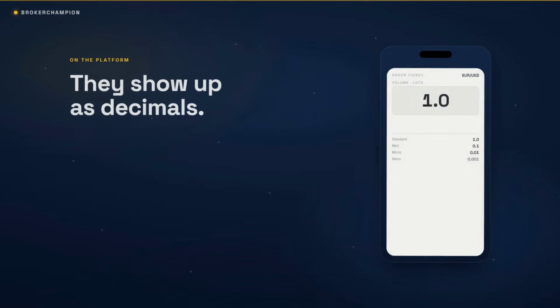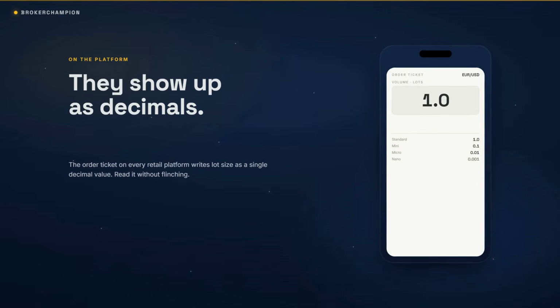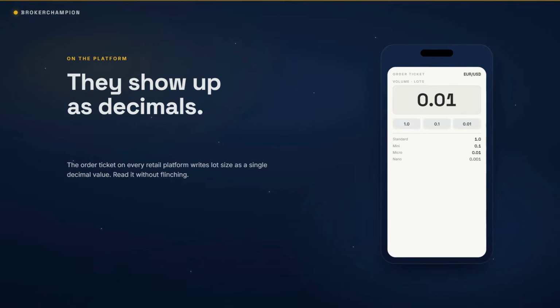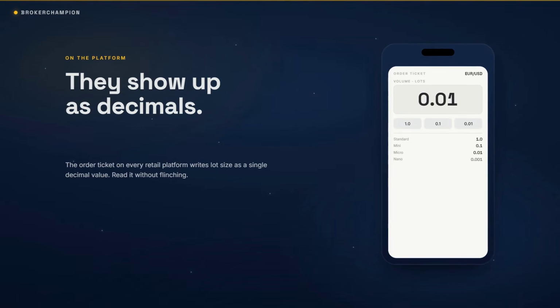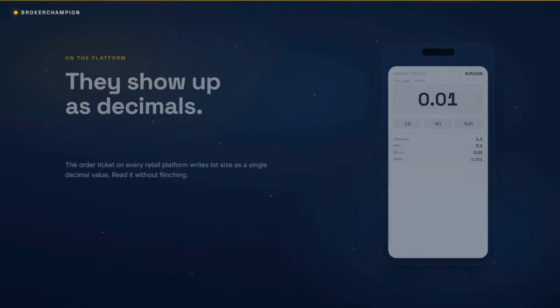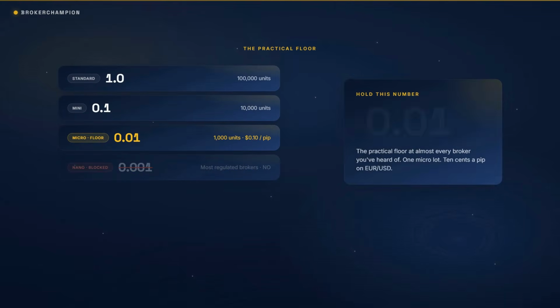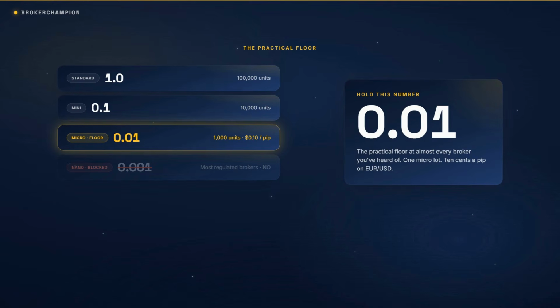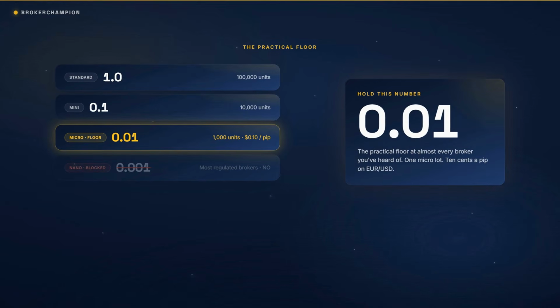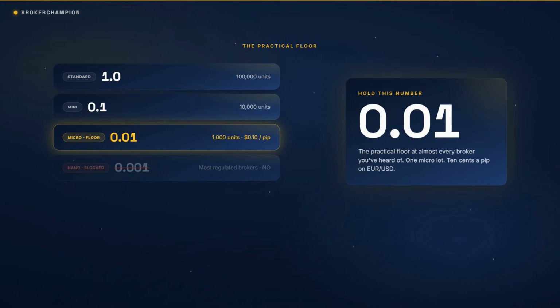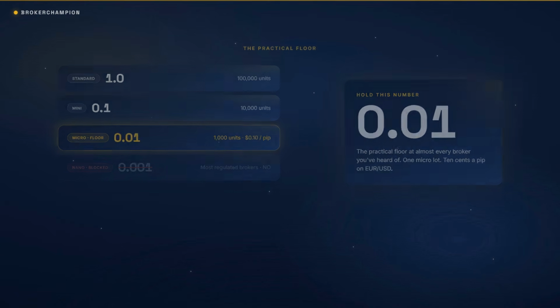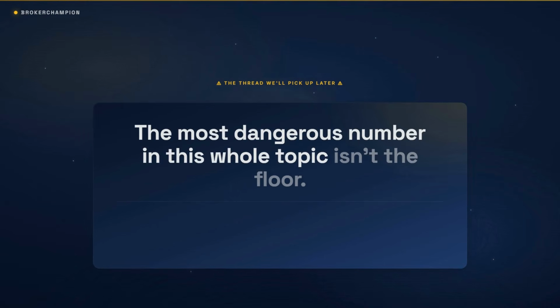On your platform, those show up as decimals. A standard lot reads as 1.0, a mini is 0.1, a micro is 0.01, a nano is 0.001, and that last one matters because most regulated brokers won't let you trade it. The practical floor at almost every broker you've heard of is 0.01. That's a micro lot. 10 cents a pip on EUR/USD. Hold that floor in your head, and hold this with it.